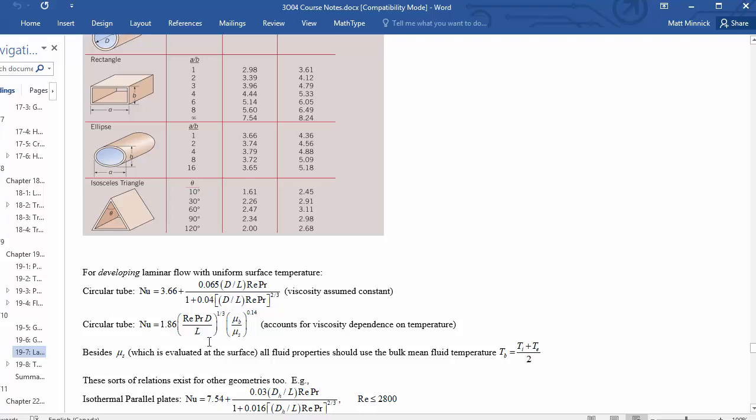So for a circular tube, we have two different formulas that the book gives us. We've got this constant viscosity formula, and we've got this viscosity variance with temperature accounting formula. So this one takes into account the fact that viscosity changes with temperature. Since the question gives us this pretty big hint that the viscosity is pretty different with temperature at the surface compared to the bulk in this setup, we better use this formula.